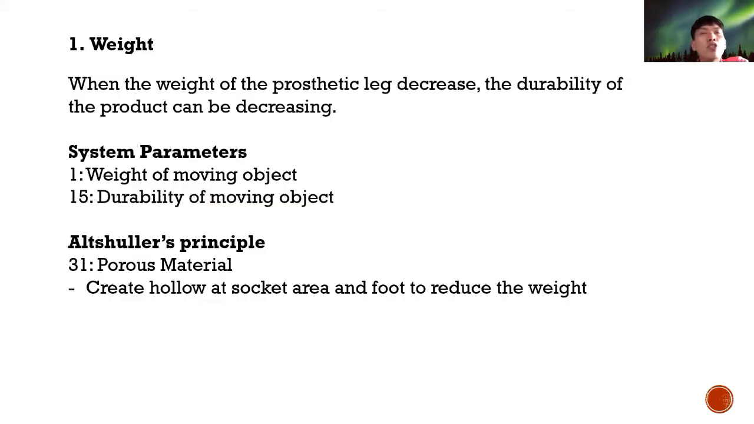So here I'm going to show you. The first is weight. When the weight of the prosthetic leg decreases, durability of the product can decrease. So like I said just now, I will choose the porous material to improve the weight of the moving object. So I need to create a hollow at the socket area and the foot to reduce the weight.